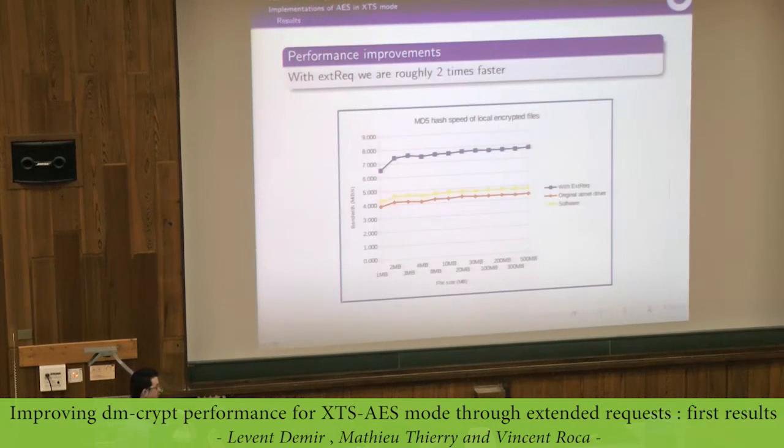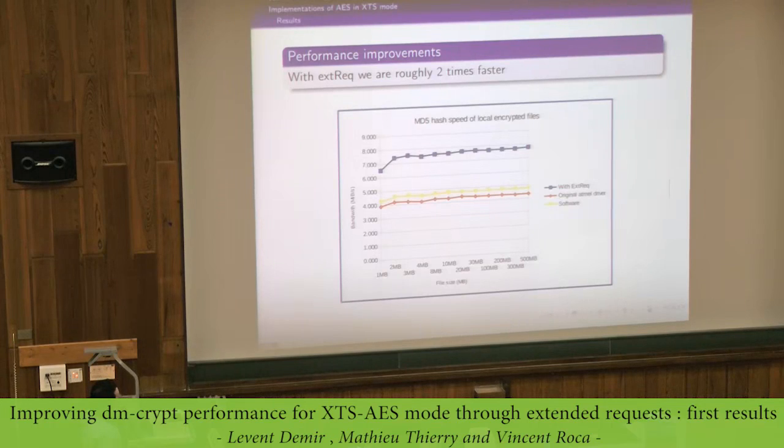So now we will see the results with the extended request. About the test procedure, we have a container. Inside we create a file system, we add files, and we run the MD5 operation on each file. Here you have the file size. Why the MD5 operation? Because it's difficult to know the end of the encryption or the decryption, and thanks to MD5, we can measure this time accurately.